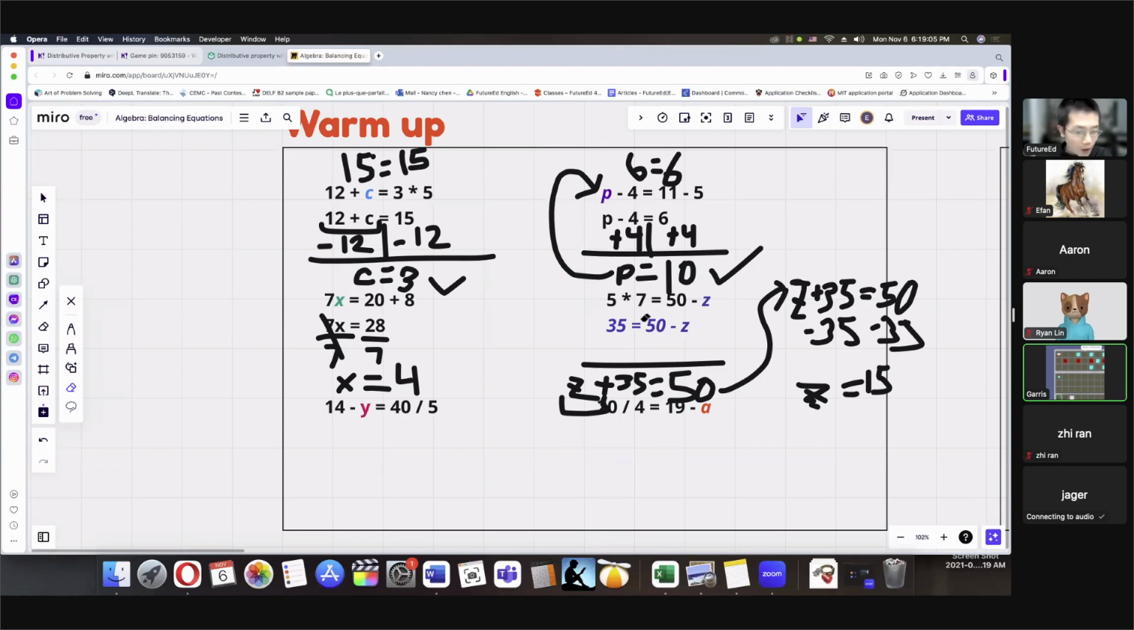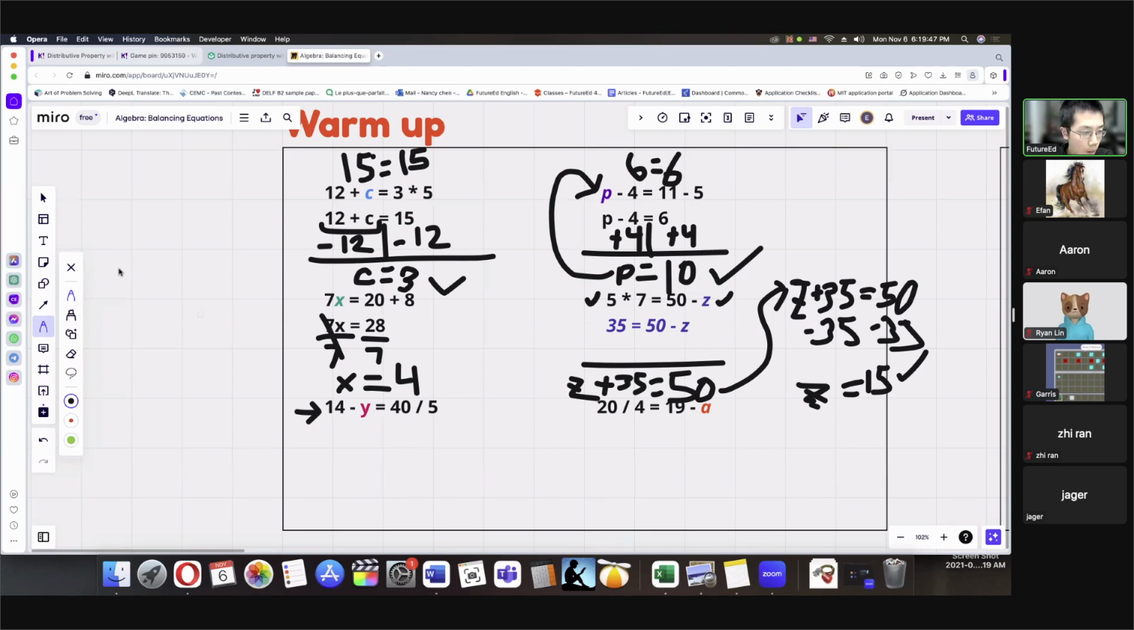35. And 5 times 7, I thought it was 5 times 5. Okay, so 5 times 7 is also 35. So we see that 35 is on the left and 35 is on the right, so we know that z is equal to 15 over here. Okay, let's just do the question with the y, and then let's move on to our next part of class.